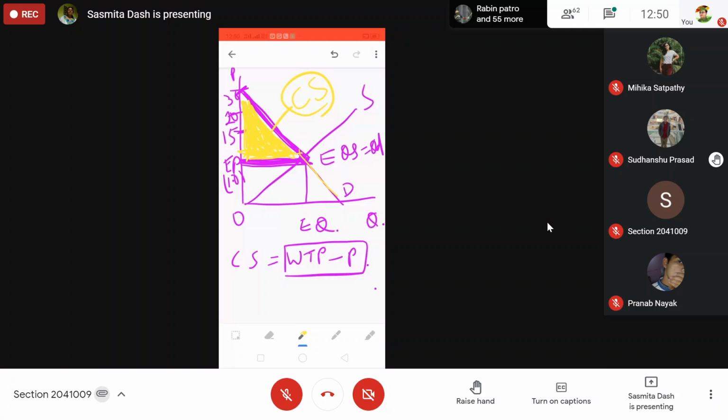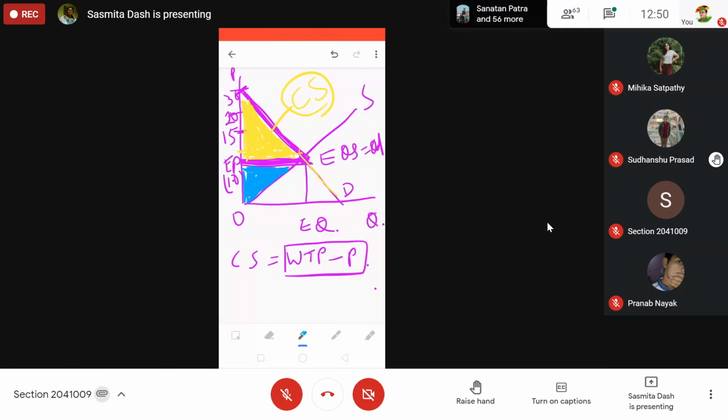Similarly, when we are talking about producer surplus, this is the area which is the producer surplus area. This supply curve represents the cost curve, the cost of production curve. It shows the minimum cost of production, above which whatever price they get is definitely a surplus to them. Surplus means additional benefit, we can say.